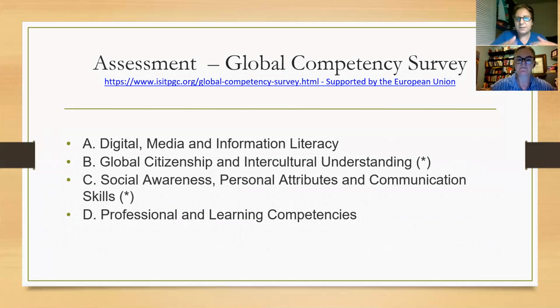As part of this project, we also gave a survey before the semester and at the end of the semester. This is an ongoing project, and we don't have the data yet, but we're still working on it. The survey is provided at this website, and it is prepared for students who take part in Erasmus programs in Europe. We took the global citizenship and social awareness parts of that survey.